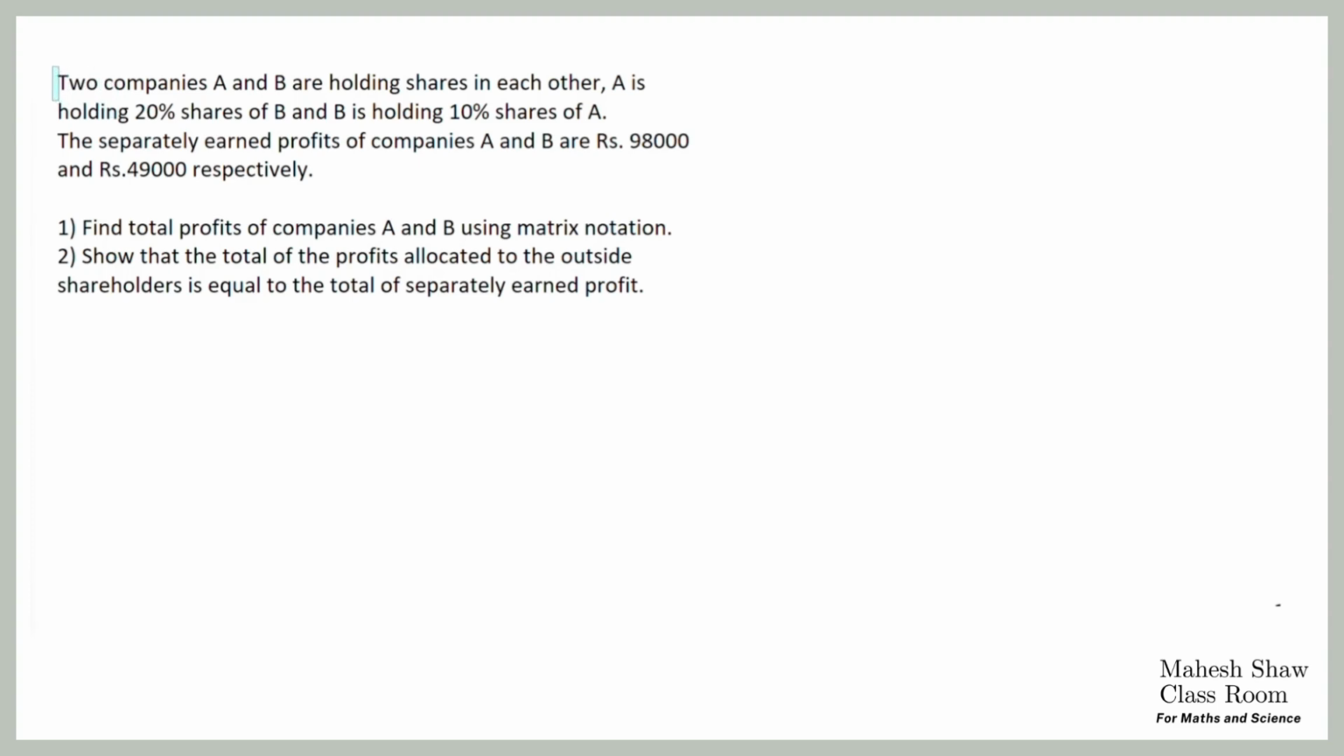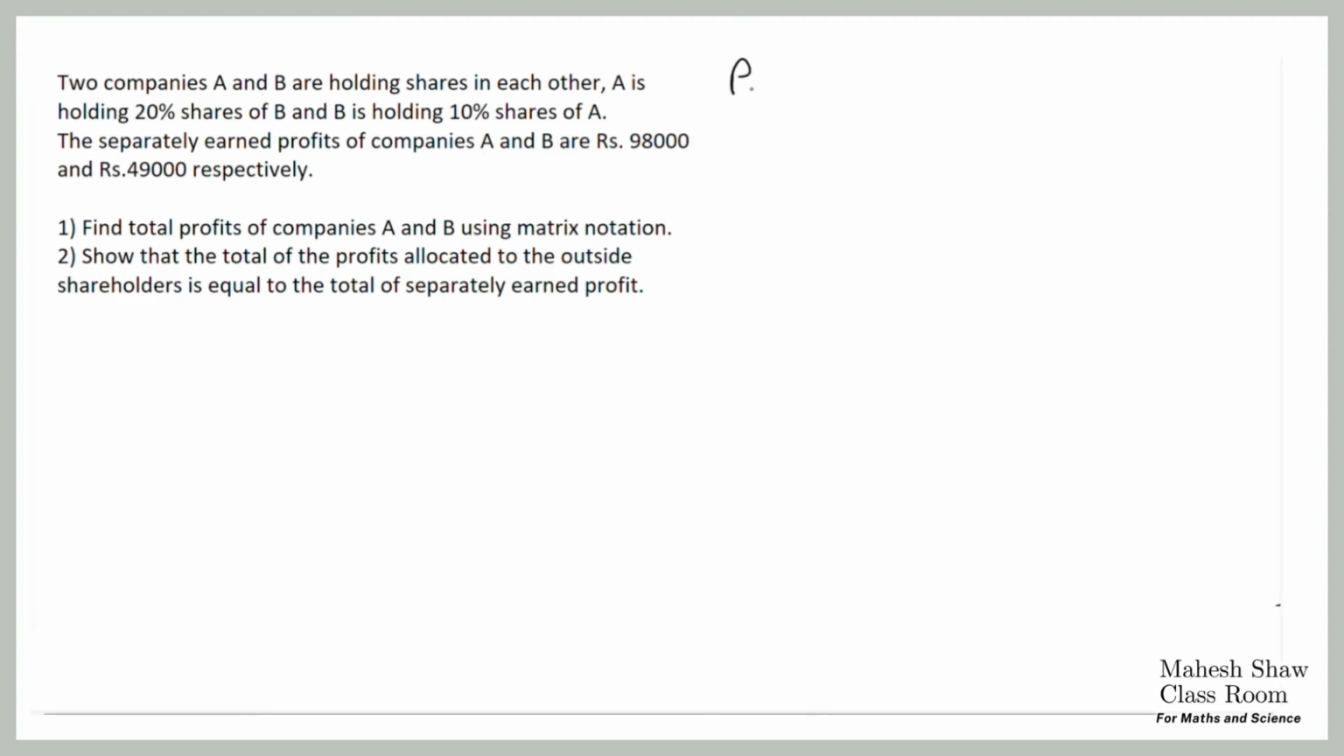In this question from the chapter Matrices, it says that two companies A and B are holding shares in each other. That is, A is holding 20% share of B and B is holding 10% share of A. Further, the separately earned profits by the companies A and B are given as 98,000 and 49,000 respectively. What we have to find out in the first part is the total profit made by the companies A and B, using matrix notation. So let's do the first part.